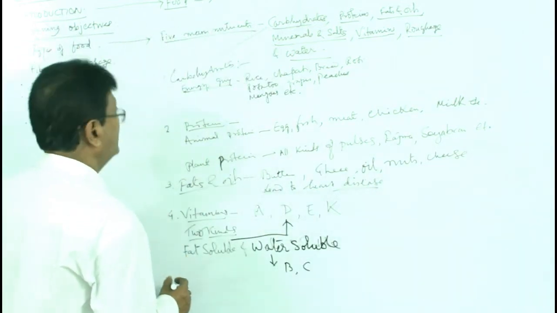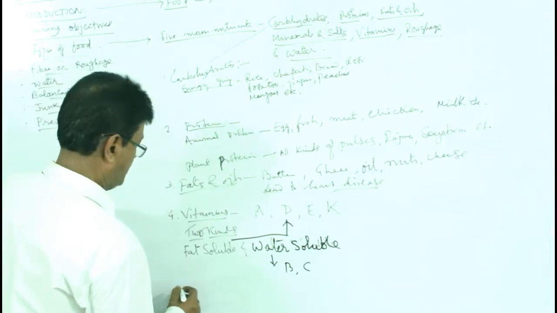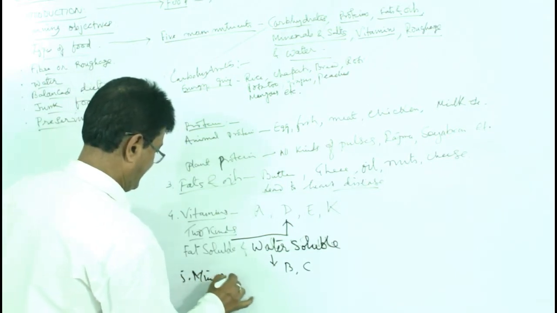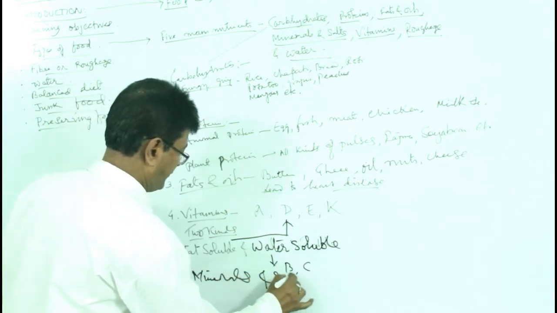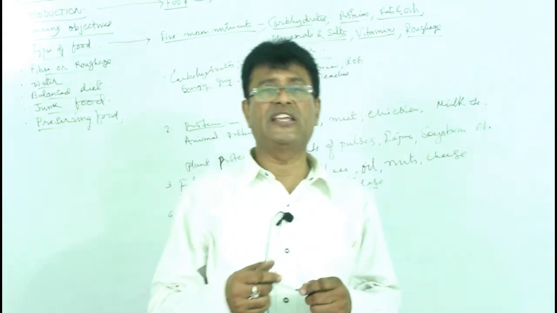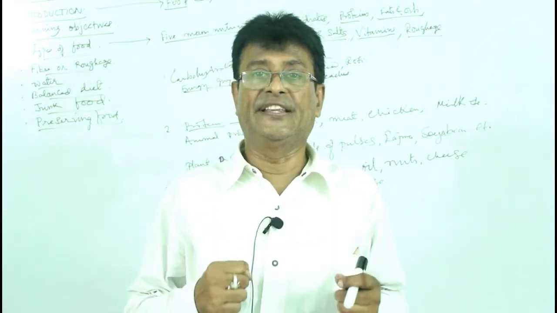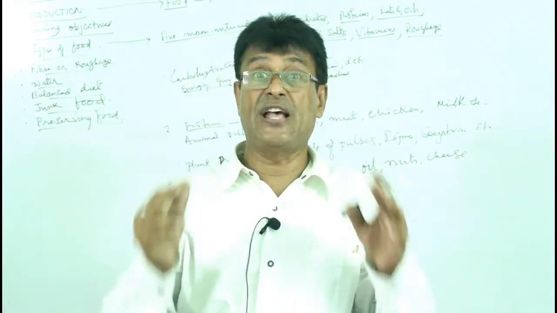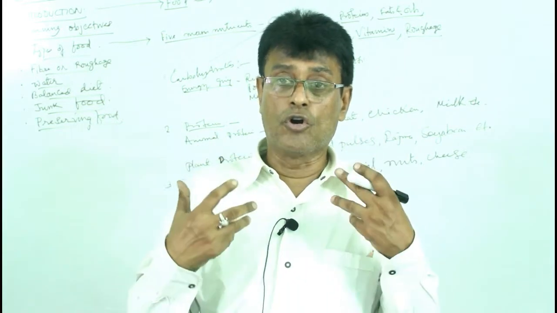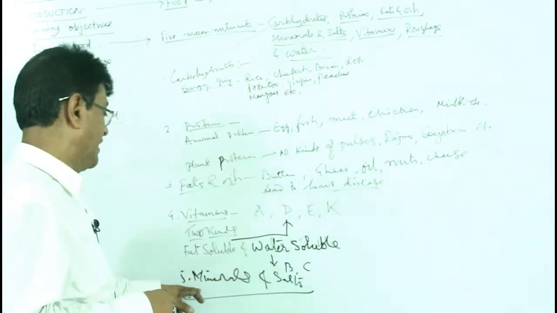Number 5 is minerals and salts. Minerals and salts make your bones and teeth strong, and they give you flexibility. The cellular tension keeps better, so that you look good and the functions of your body remain proper. So that is minerals and salts.